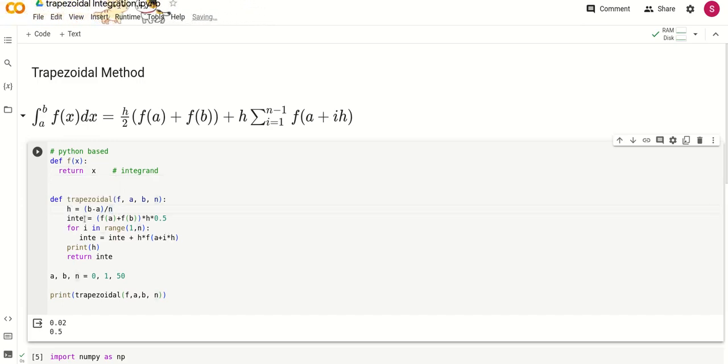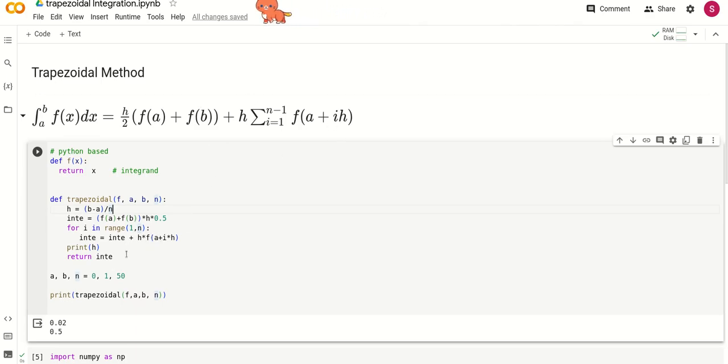First we calculate the value of the integrand. For the first term, that is h by 2, h is multiplied by 0.5, f(a) plus f(b). Now I run the loop for i in range 1 to n, because n is not included here; in Python range, the last point is excluded. So 1 to n means basically n minus 1, and I accumulate into the integrand sum t, which is already there, and after that h multiplied by f(a plus ih).